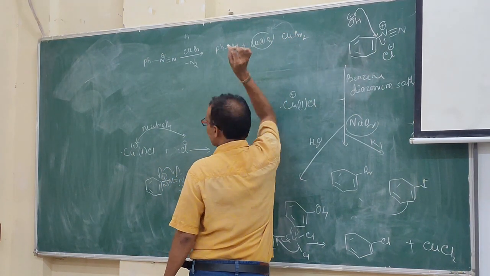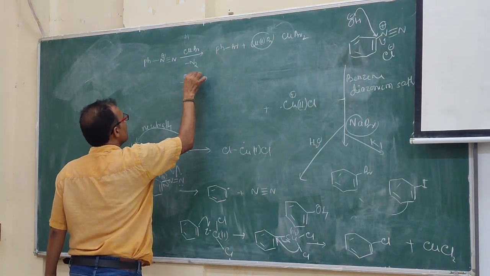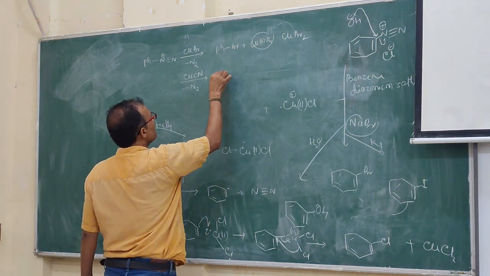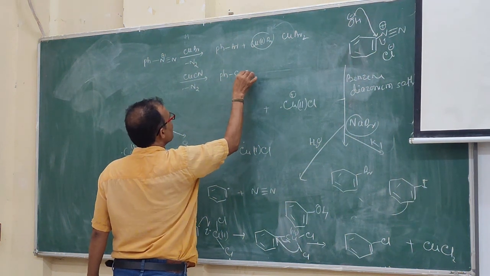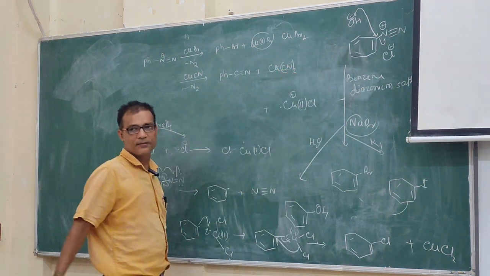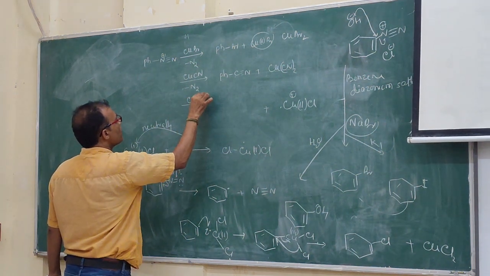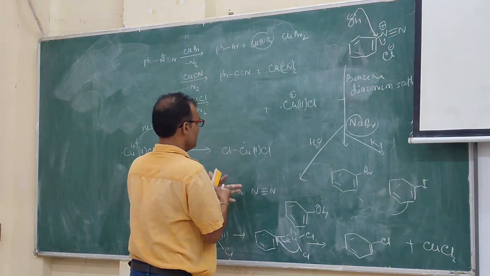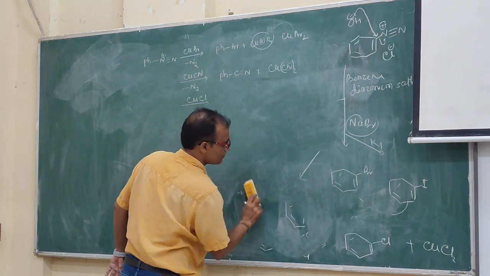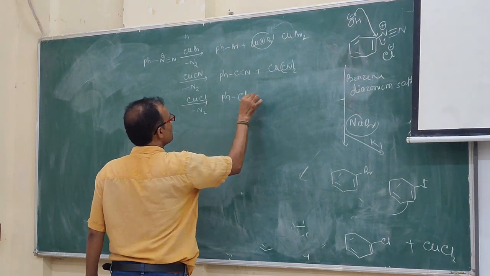Same thing, if I use copper cyanide, again there will be loss of nitrogen, and you will get Ph-CN plus copper cyanide. And if you use copper chloride, you will similarly get Ph-Cl plus copper chloride.